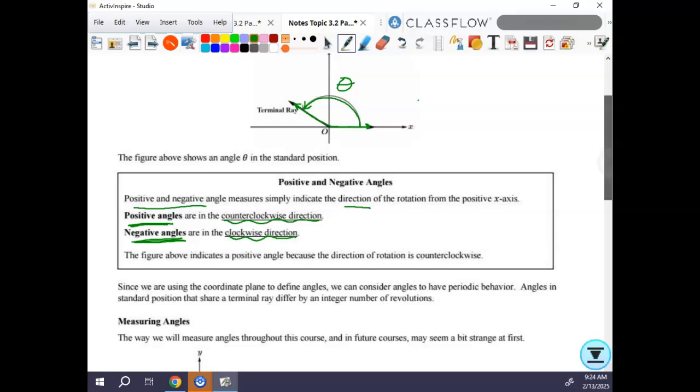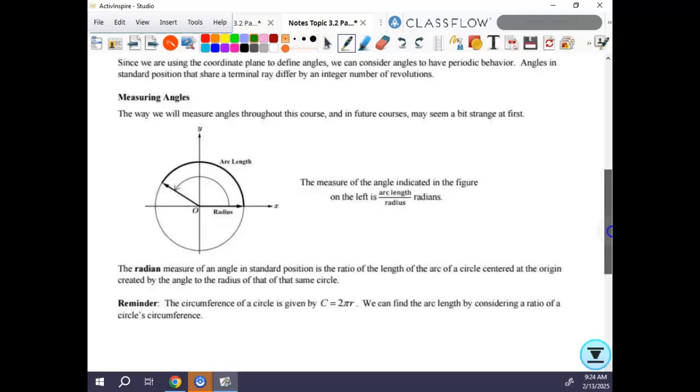Okay. All right. So since we are using the coordinate plane to define angles, we consider angles to have periodic behavior. Angles in standard position that share a terminal ray differ by an integer number of revolutions. So what that means is this. I have this angle right here. I could go from here directly to here. Or I could go from here, go 1 full rotation and then land there. Or 2 full rotations and then land there. So that's what it means by it differs by a number of revolutions, because we could keep spinning. We end up in the same spot, but maybe one's more laps or whatever.